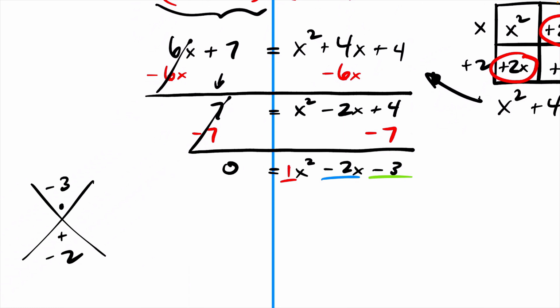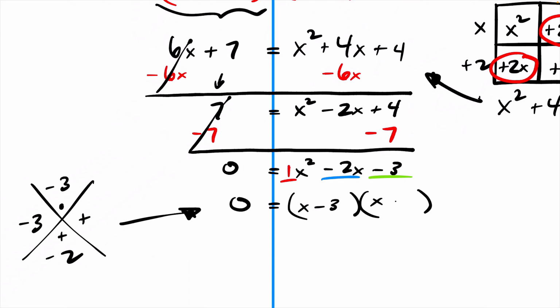What are the two numbers that multiply to be negative 3 but add to be negative 2? Negative 3, positive 1, yeah. X minus 3, x plus 1. Oops, I didn't put a 1. 1. Okay. Bottoms up. A was 1, so we got to divide by 1. Doesn't change anything, but always check.